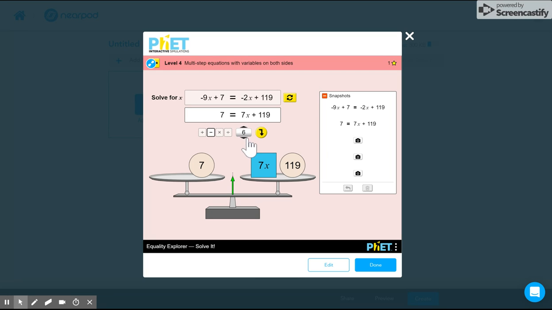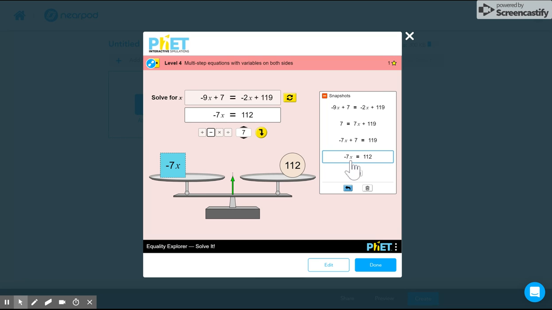So maybe we're going to have to move this 7x to the other side and move this constant 7. So let's do that. Let's subtract 7x. Now, 7x is over here. Now I need to move this 7 to the other side. So we're going to subtract 7 from both sides. 119 minus 7 is 112.